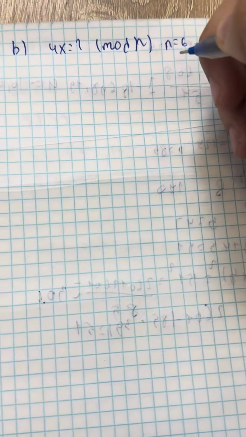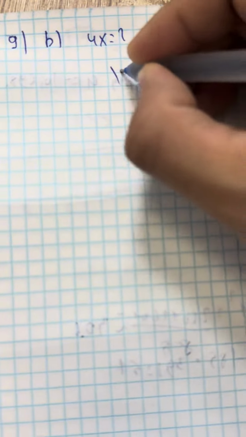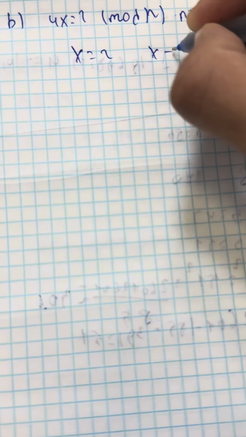Problem B, we have 4x equals 2 mod 6. The greatest common divisor of 4 and 6 is 2. Because 2 does divide our remainder 2, we will have exactly 2 solutions in the range from 0 to 5. So x equals 2 and x equals 5.